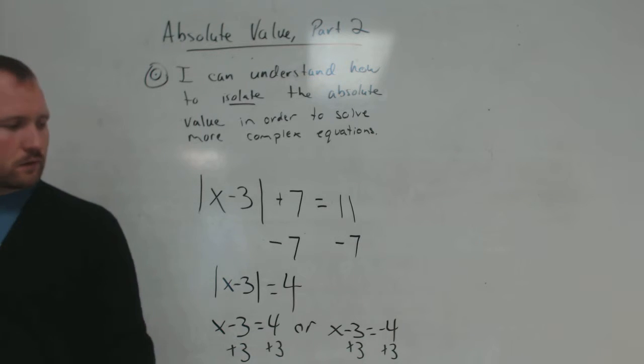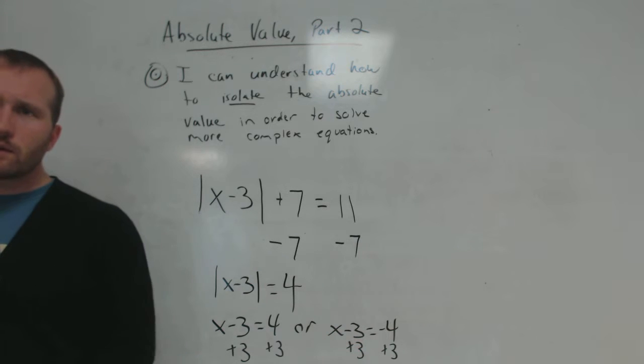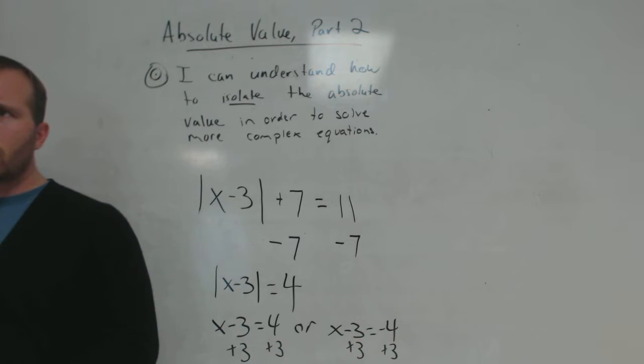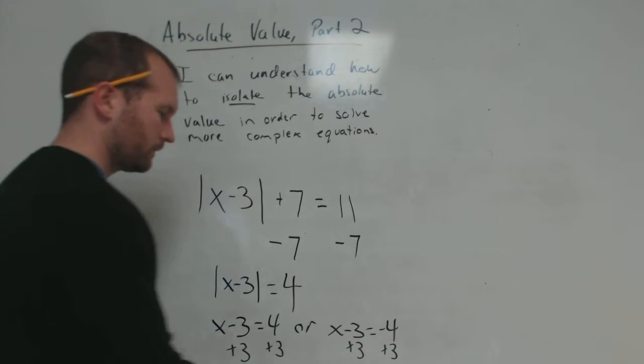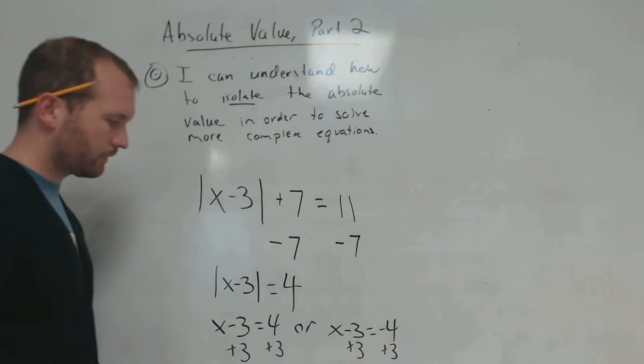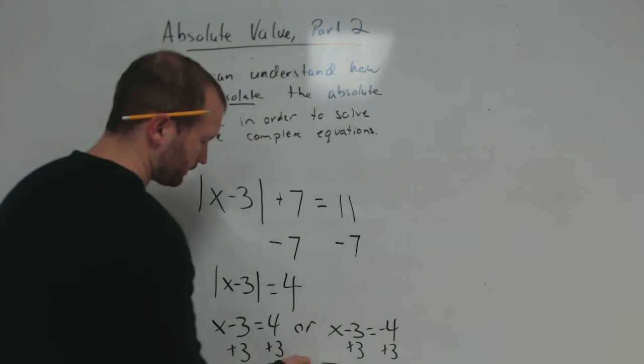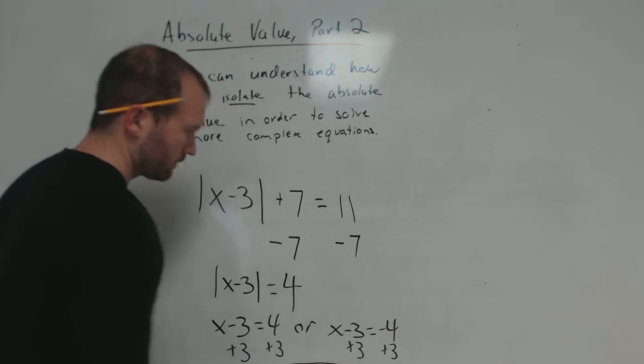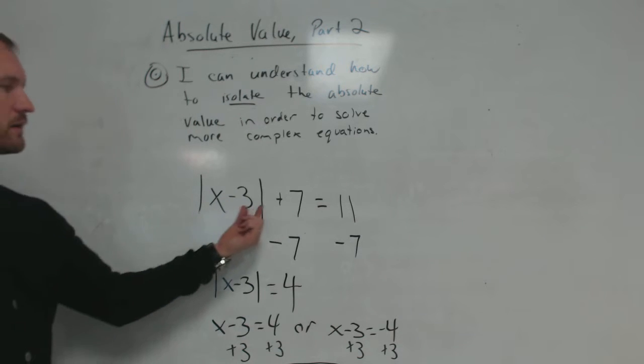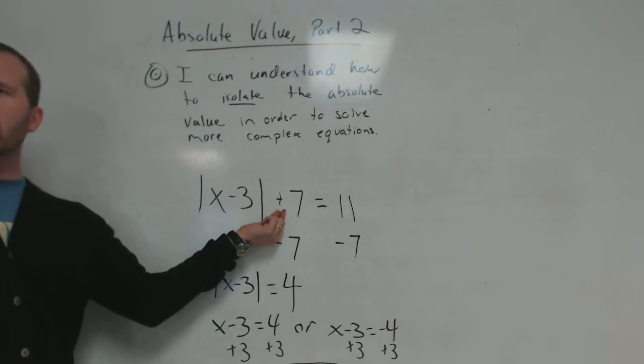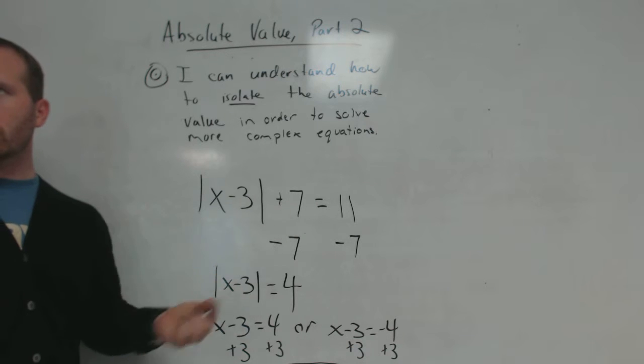Sorry, I was writing it all down. Negative 4 plus 3 would be negative 1. Very good. And that's my solution. So if the absolute value is added to something, I just subtract that thing to get rid of it.